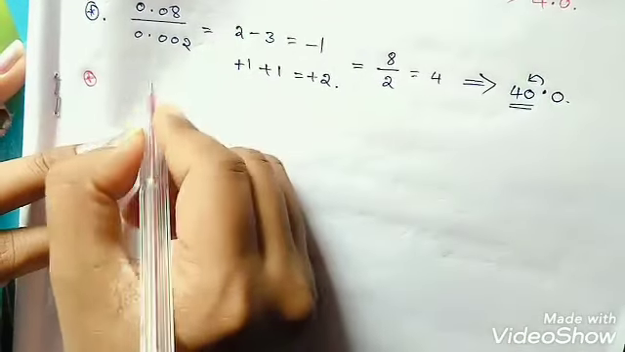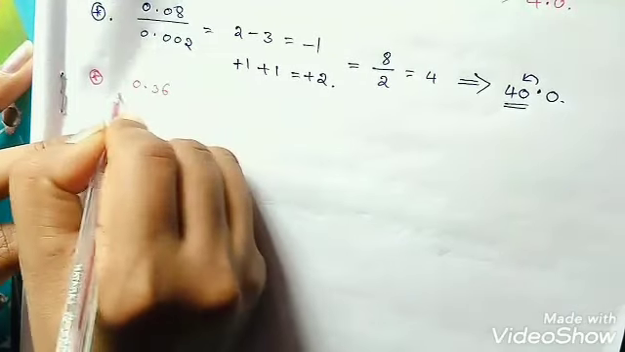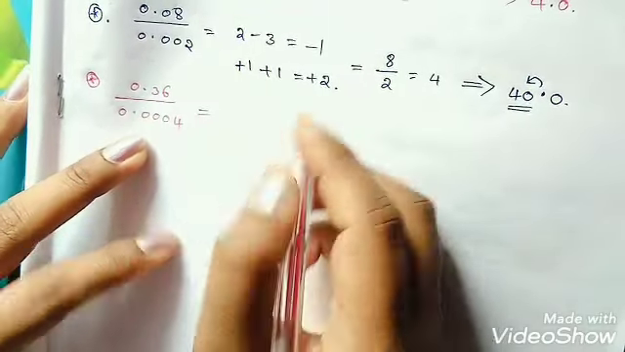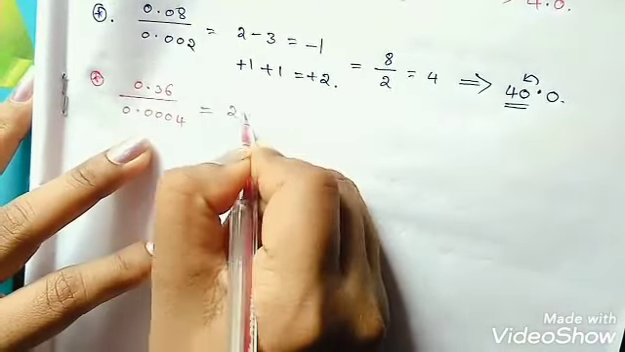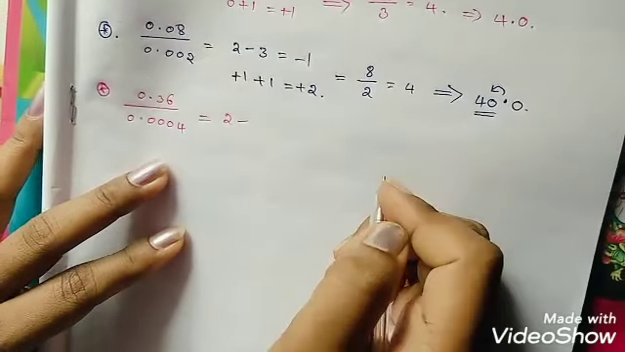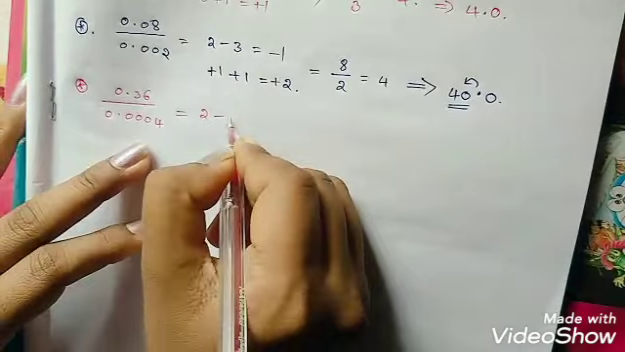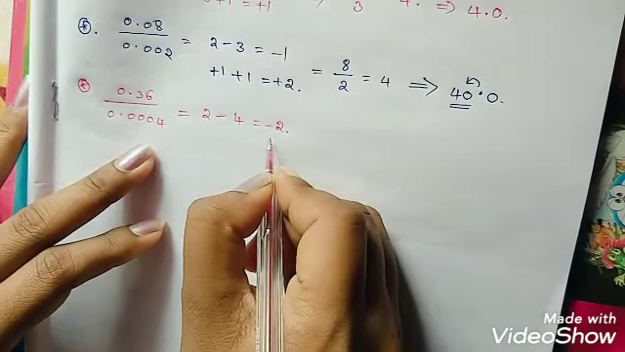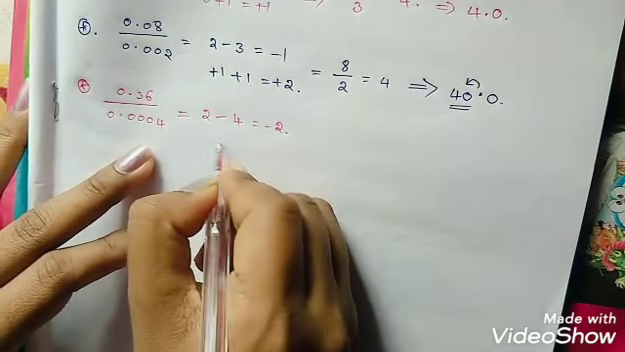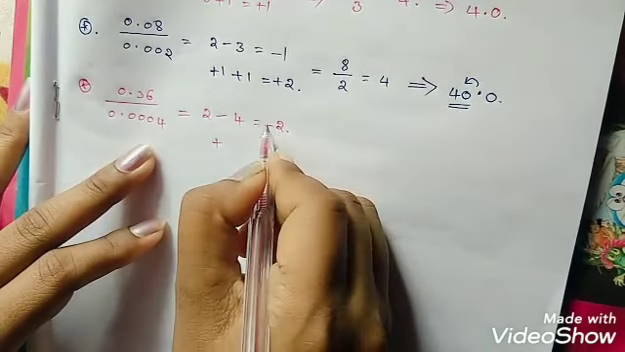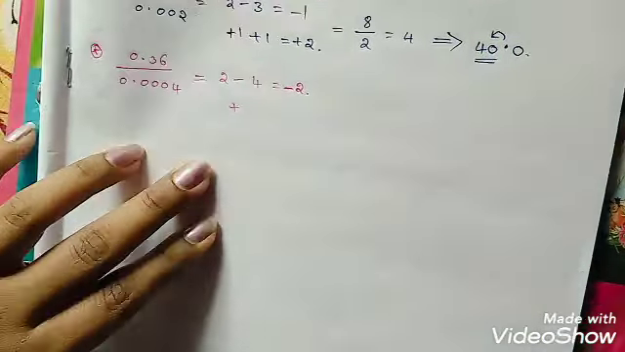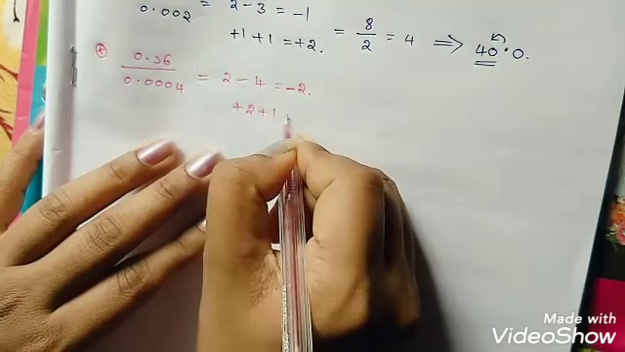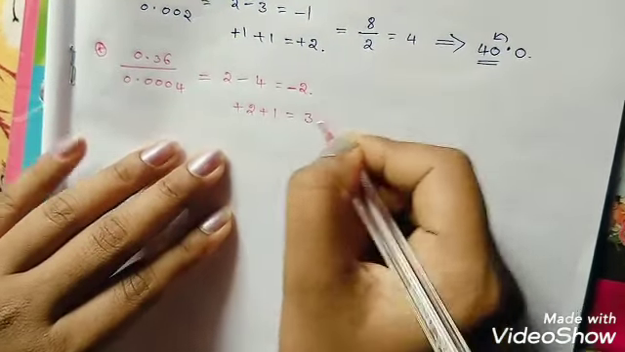I'll tell you clearly with another example, 0.36 by 0.004. And see students, you can count the numbers after the decimal, here 2, and minus in the numerator as well as in the denominator. See 2 minus 4, that means minus 2. So you have got minus 2, then you can change the symbol, plus 2, and you can add plus 1. Then 3 is the answer.